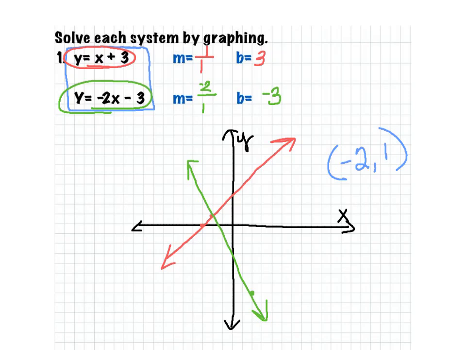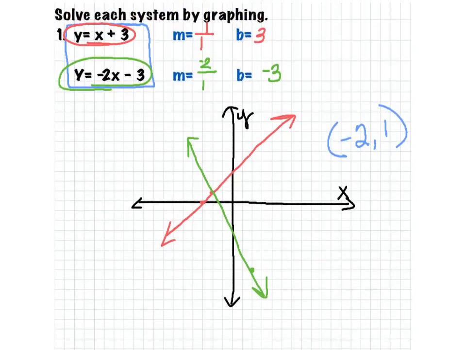Okay, so this system can be classified, if you're asked to classify it, as consistent, independent, because it has one solution.